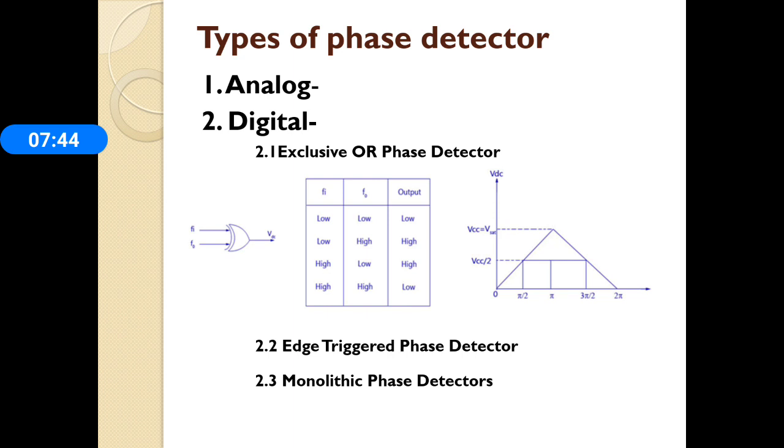Second one is the edge trigger phase detector. Edge trigger phase detector is used when the Fi and F0 are pulse waveforms with less than 50% duty cycle. It consists of two NOR gates cross coupled to form an RS flip-flop. The output of the phase detector changes its logic state by triggering of the RS flip-flop. That is, the output of the phase detector changes its logic state on the positive edge of the inputs Fi and F0. It is clear that the DC output voltage is linear over 360 degrees.